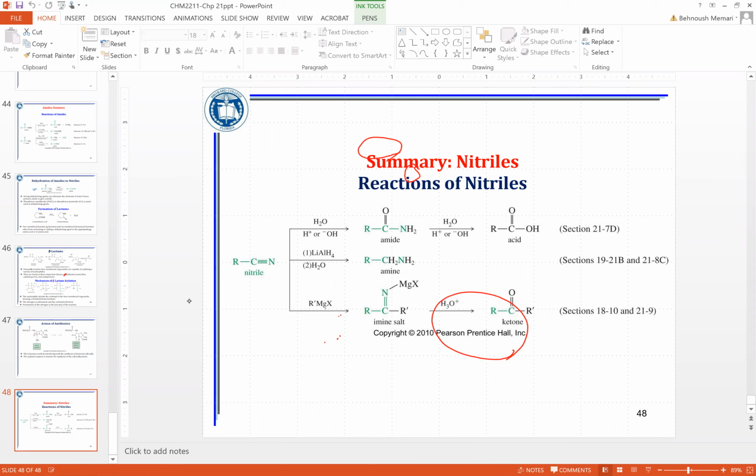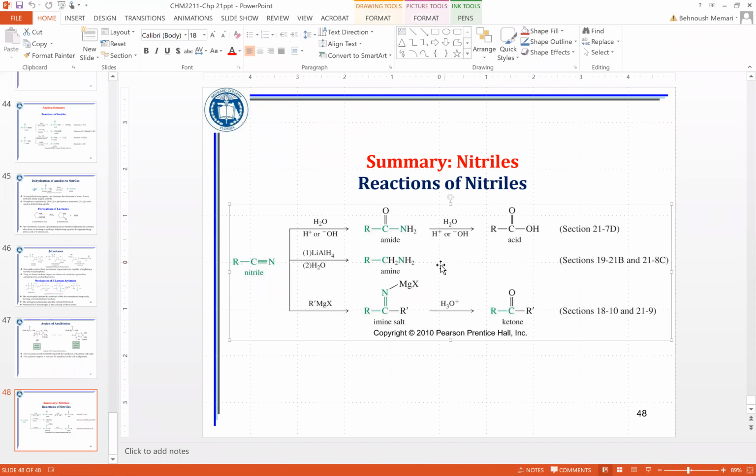Okay, summary of reactions for nitriles. You hydrolyze nitrile, you would get carboxylic acid. You would use LAH, which reduces acid derivatives. If there is a nitrogen, it would change to amines, and the nitrile would always go to primary amine.